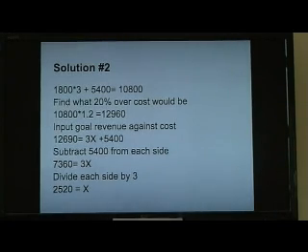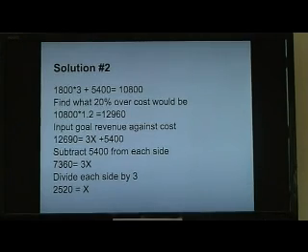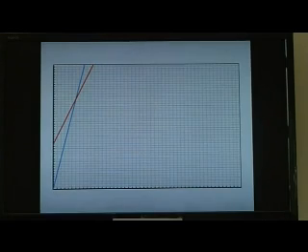Input the goal revenue against the cost, with 12,960 equals 3x plus 5,400. Subtract 5,400 from each side, then we have 7,560 equals 3x. Divide each side by 3, and we find that the company must produce 2,520 widgets to have a profit of 20%. Here is the function graphed.